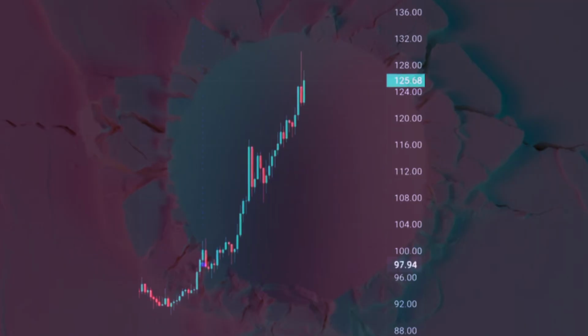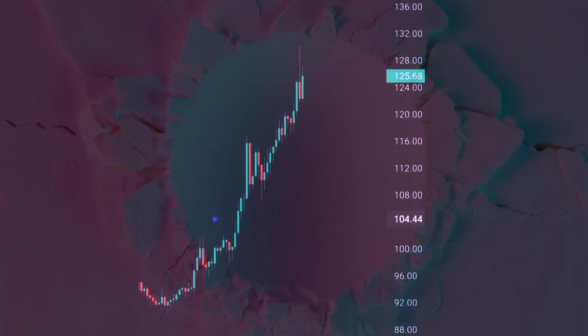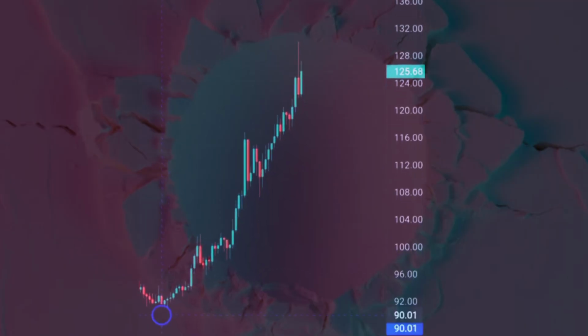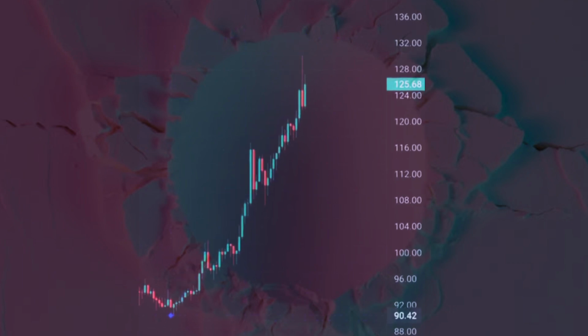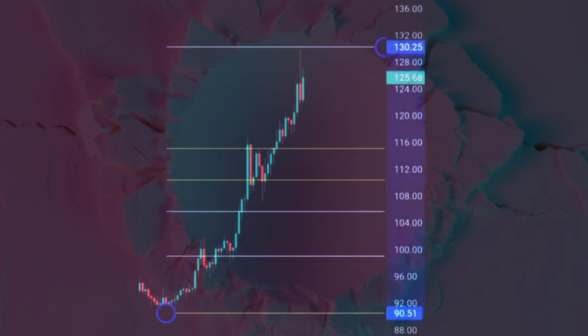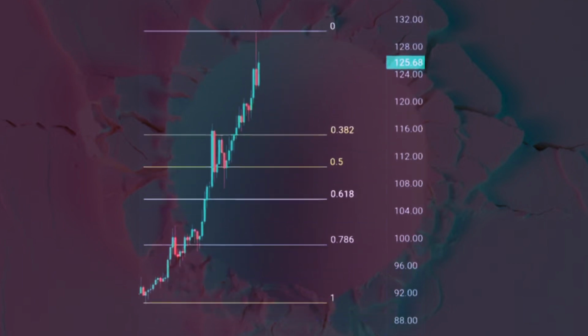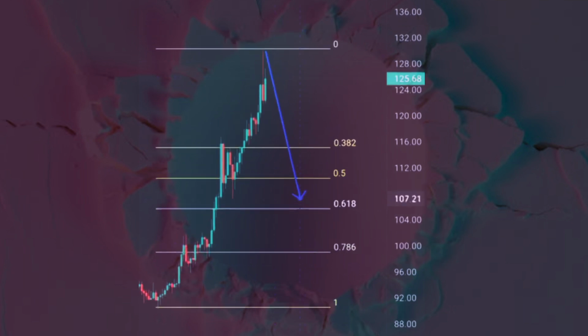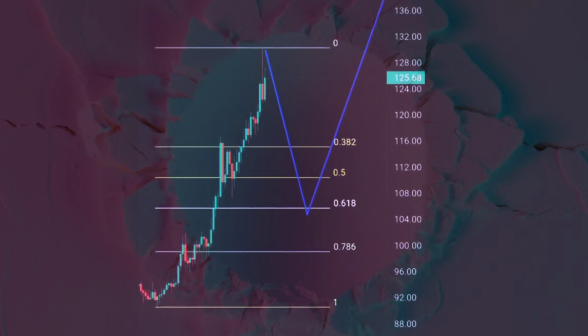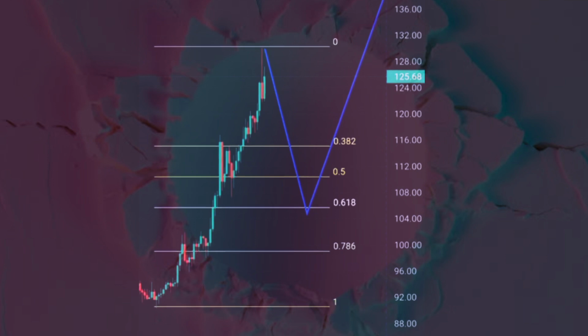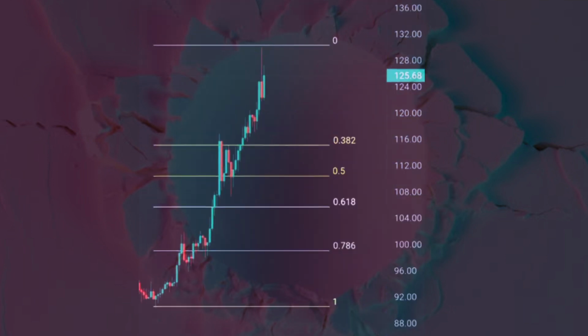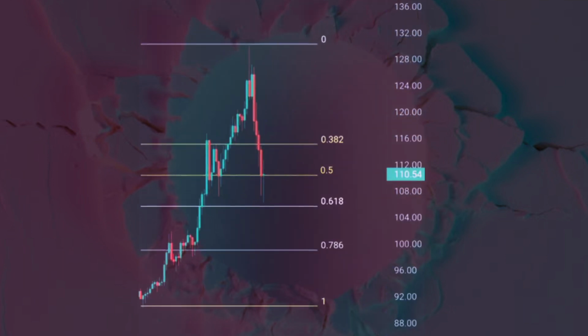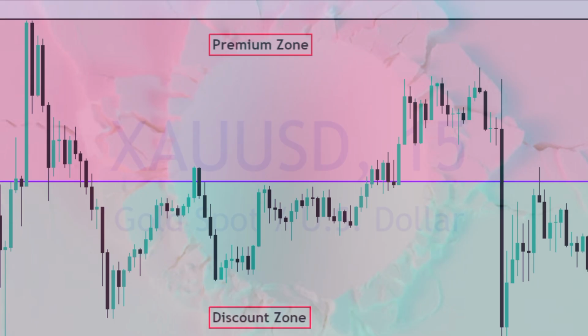As you can see here, the area from an old low to old high is called the dealing range. And the 0.5 level of Fibonacci is the equilibrium of the dealing range. The area above the equilibrium is termed the premium zone, while the area below equilibrium is known as the discount zone. PD array is divided into 2 types on the basis of premium and discount zone, which I will explain as follows.